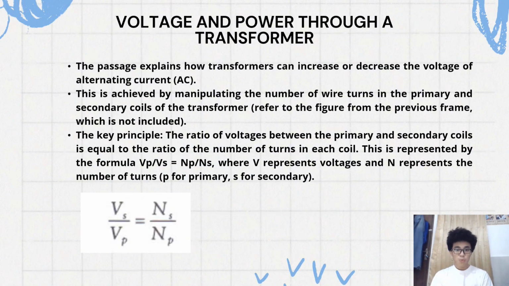Voltage and power through a transformer. The passage explains how a transformer can increase or decrease the voltage of alternating current. This is achieved by manipulating the number of wire turns in the primary and secondary coils of the transformer. The key principle: the ratio of voltage between the primary and secondary coils is equal to the ratio of the number of turns in each coil. This is represented by the formula Vp/Vs.